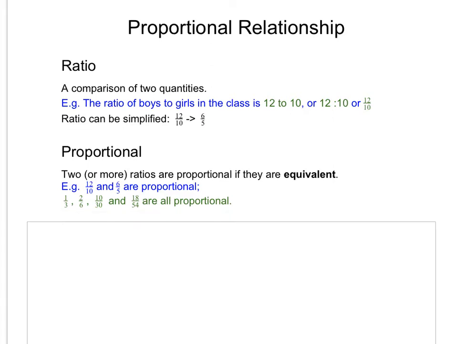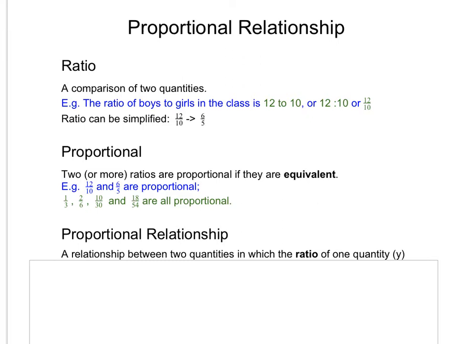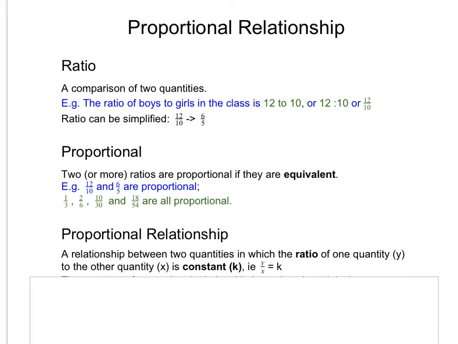Okay, so now let's give a definition to proportional relationship. It is a relationship between two quantities in which the ratio of one quantity, let's call it y, to the other quantity x is constant. Okay, so the crucial point here is the ratio is constant. The ratio of these two quantities is constant. So one quantity is y, the other quantity is x. So y to x, or y over x, is equal to a constant we call k. K for constant, meaning it doesn't change its value.